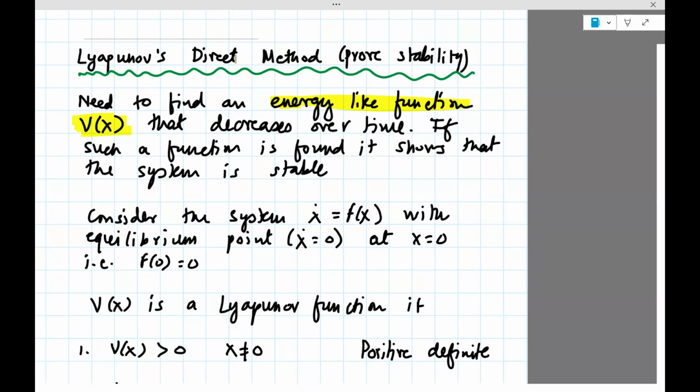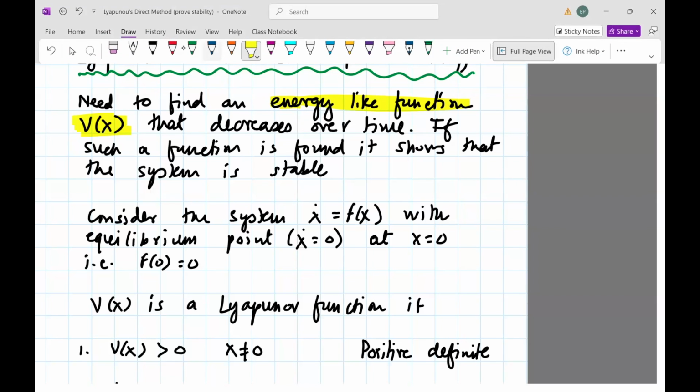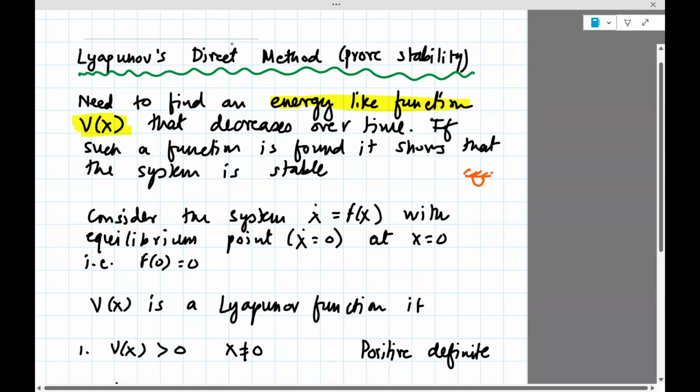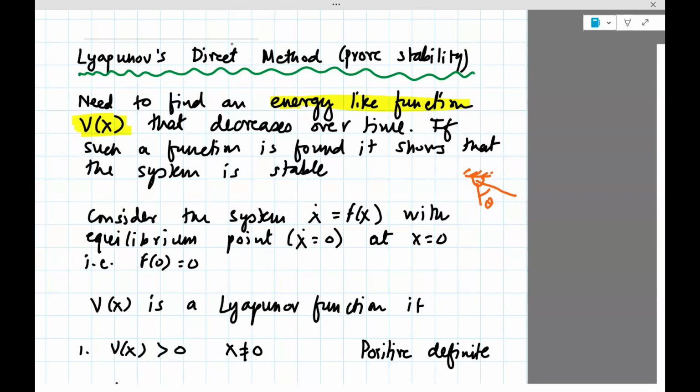Energy-like function, so think of a pendulum. If you have a pendulum, and you let it go from a non-zero position, it'll obviously come back, if there's damping, to the vertically downward position. That is the position we want to try to control over. And if you can find V of x such that that energy-like function is dissipated, that is, the energy goes away, then you've proved the pendulum is stable over the vertically downward position.